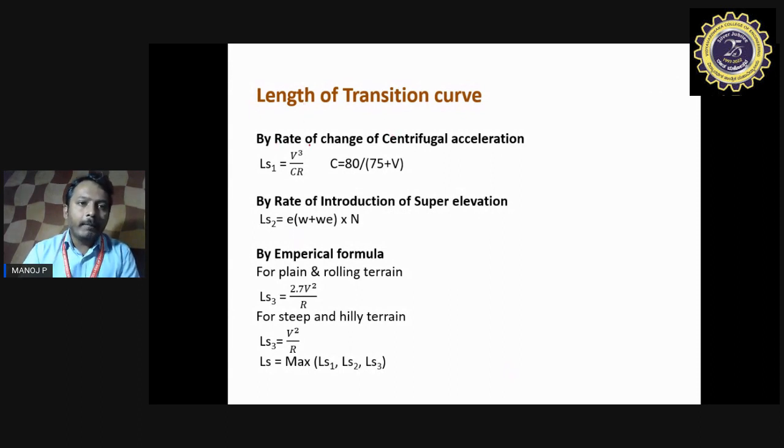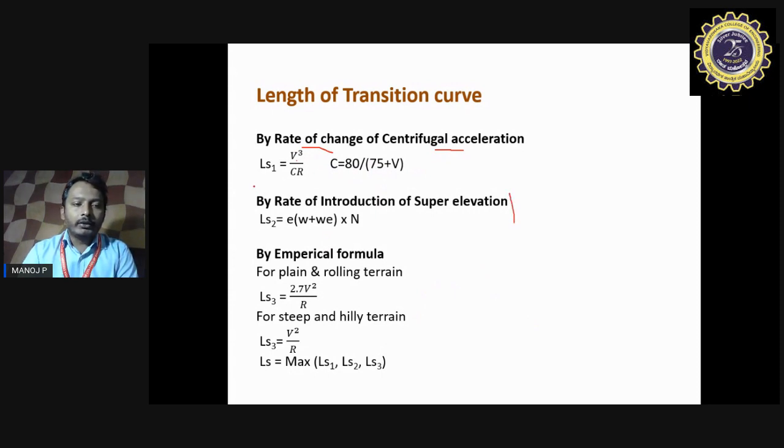One can be calculated by the rate of change of centrifugal acceleration. The second can be calculated by the rate of introduction of super elevation, and then you can calculate it by the empirical formula. Okay, the equation for the rate of change of centrifugal acceleration: how do you calculate the length of the transition curve? Here, acceleration means speed. Speed is V. L equals V cube divided by C into R. C is equal to 80 divided by 75 plus V, and V here is expressed in kilometer per hour.